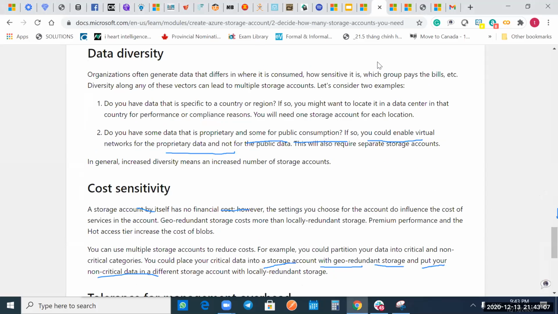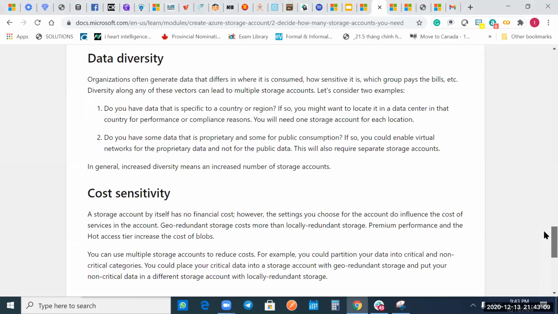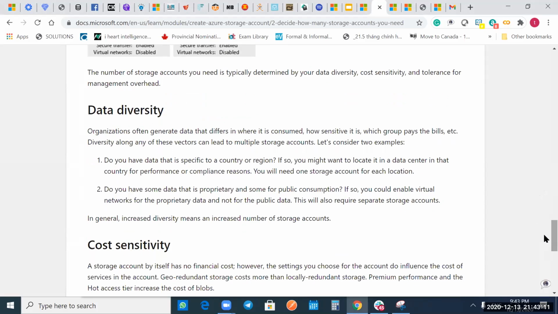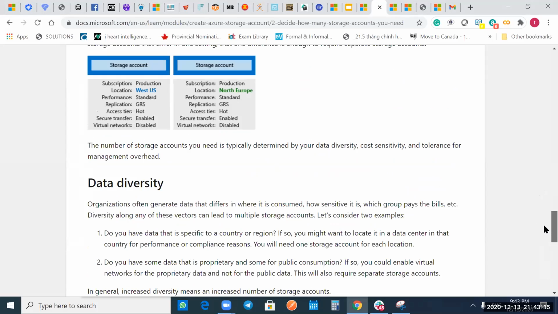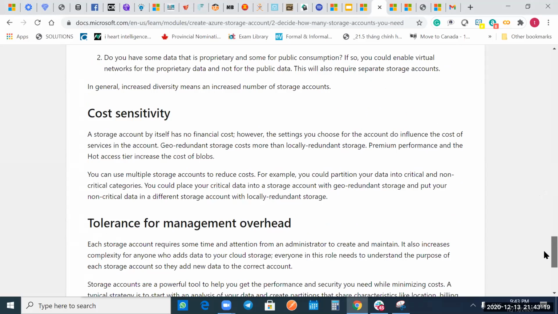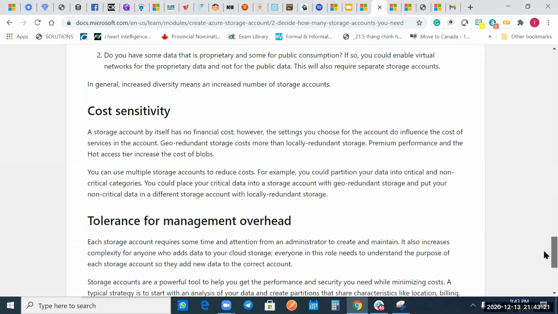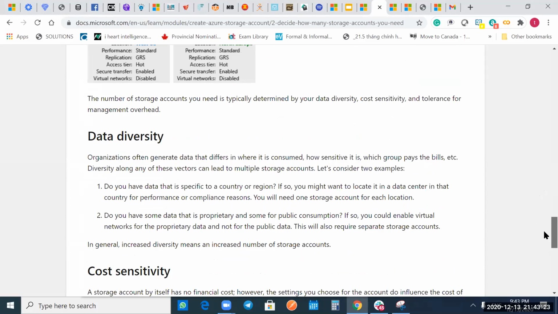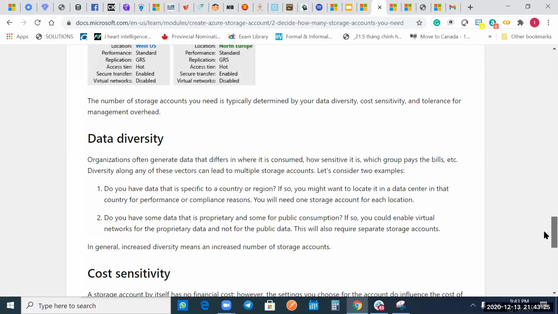So let me clear this. In here, they explain a little bit more on what is meant by data diversity, cost sensitivity, and tolerance. Let me quickly sum up for you, and you can read more at home over the next couple of weeks that we don't have class.